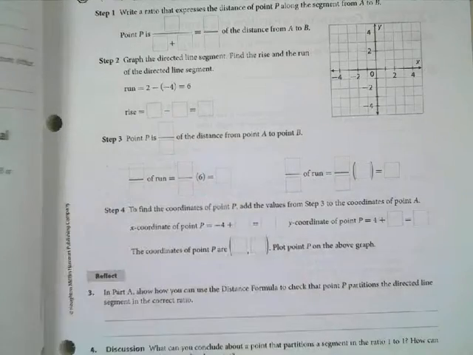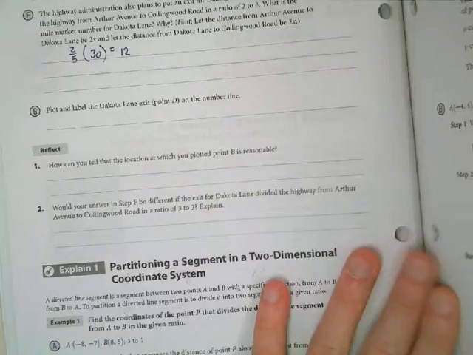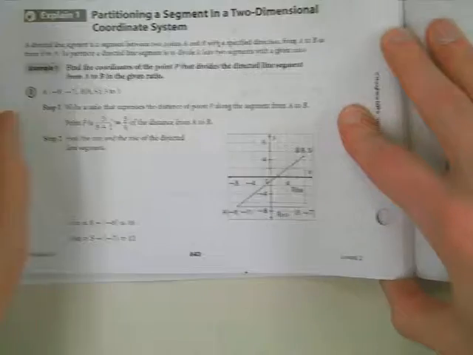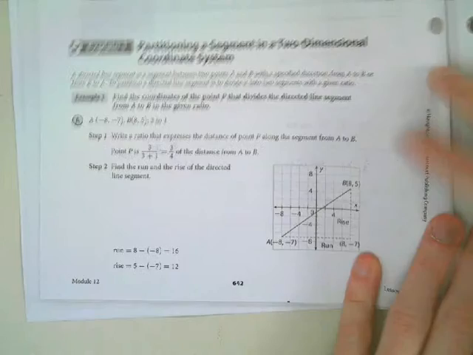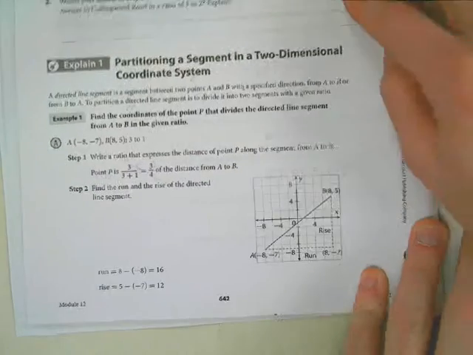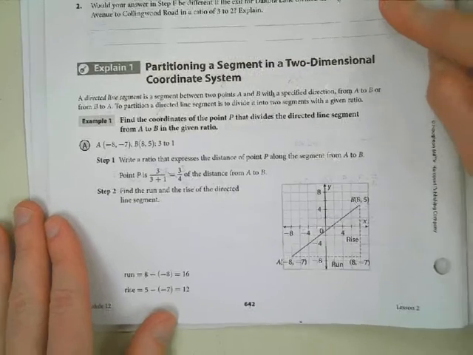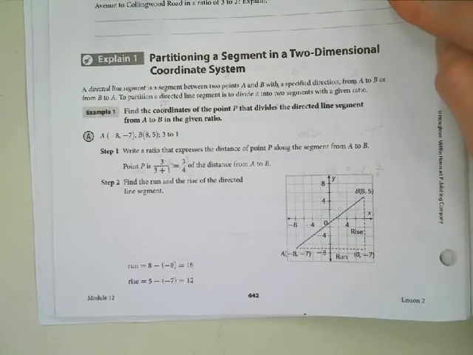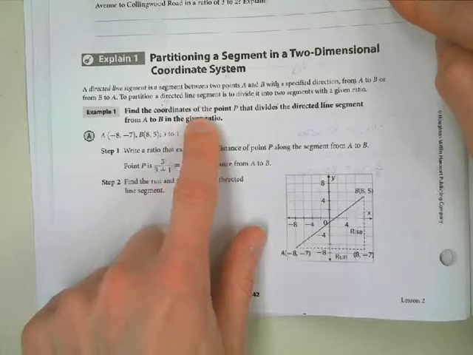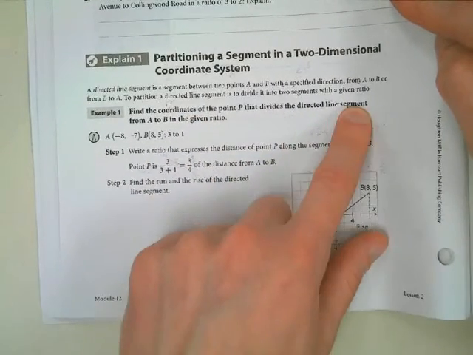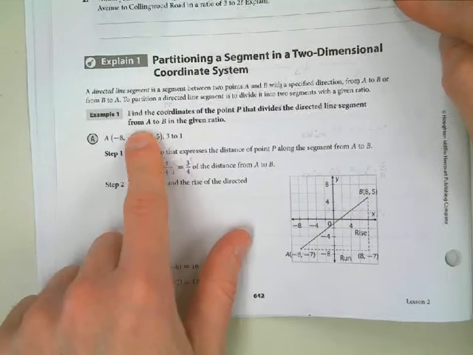All right. Let's move on here then. So, here's how we're going to be using that. Another way we're going to see that here. Okay, so let's look down here at the bottom of page 642 at this problem. All right, and we're going to try and do something similar here in the coordinate plane. So you've got here, we want to find the coordinates of the point P that divides the directed line segment, so the line segment right here, from A to B in the given ratio.